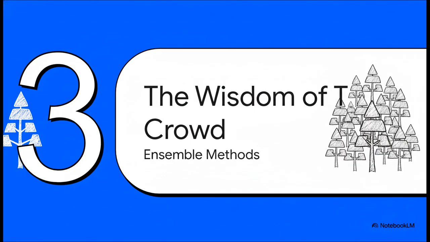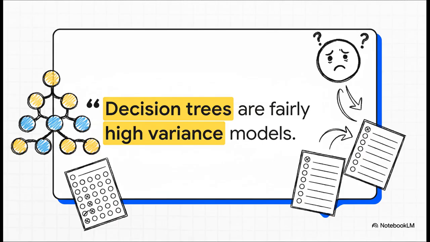It can get way too specific, and then it totally fails when it sees new data. So what if we can move beyond just a single tree and harness the power of an entire forest? Right. The problem with a single, deep decision tree is something called high variance. And what that really means is that it can learn the training data so perfectly, it memorizes every little quirk, that it gets completely tripped up by new data that's just slightly different.